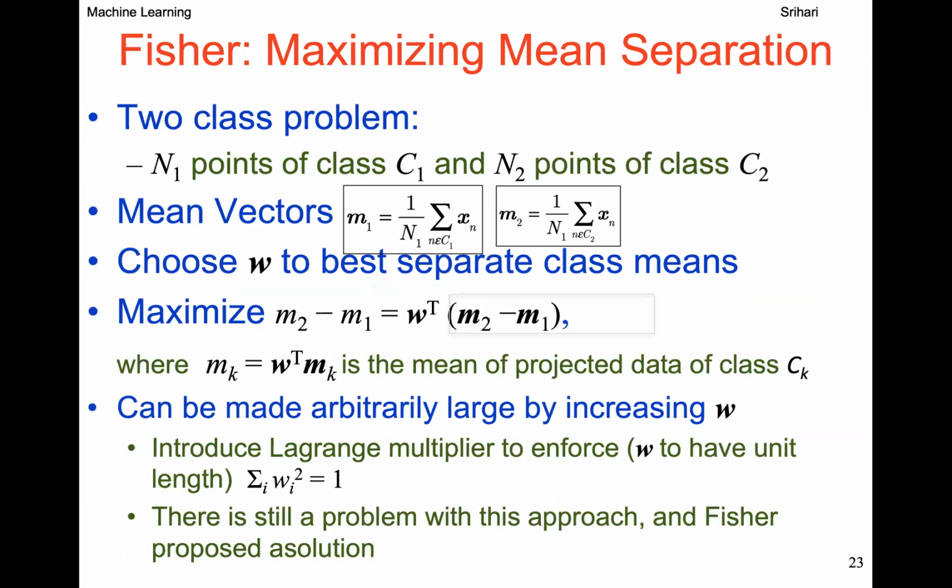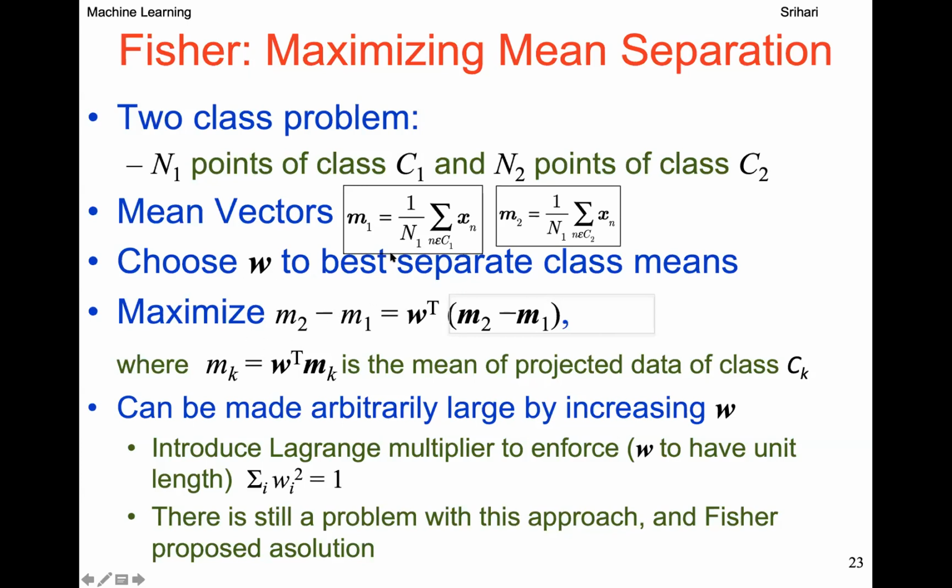So Fisher said, let us maximize the mean separation. So we want, in the two-class problem, N1 points in class C1 and N2 points in class C2. And we have a mean for each of the two classes in the multidimensional space. M1 is the average of all the points that belong to C1, and M2 is the average of all the points that belong to class C2. And we choose the weight vector W to best separate the class means. So we are actually going to be making a projection by using a weight vector W.